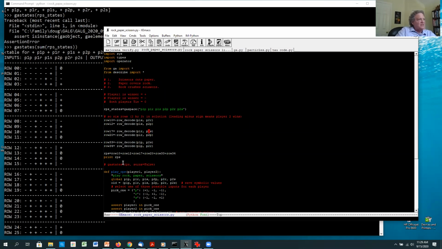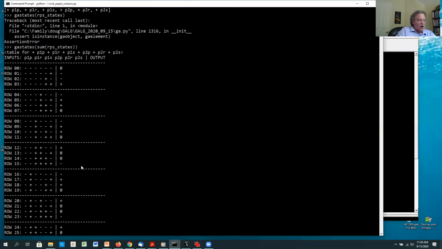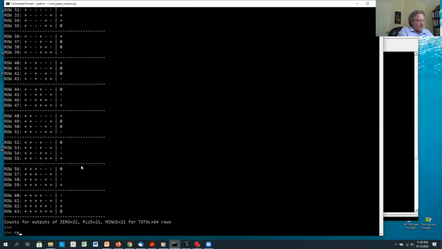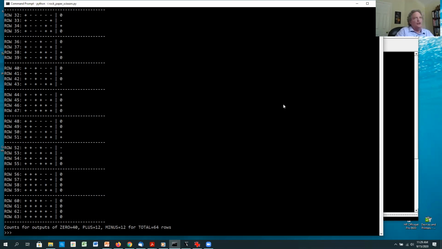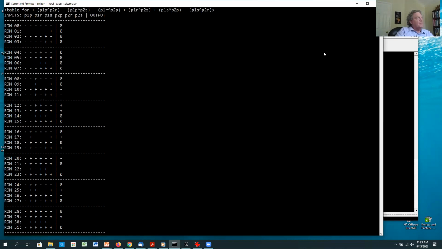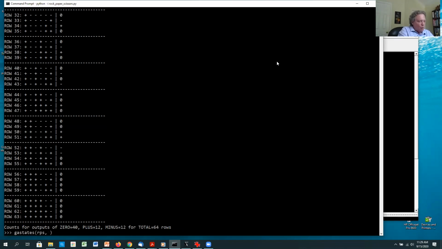So I program this table, and I can say RPS. I have RPS here, which is all of these individual results. And if I say row states on that, I'm just using this as an example. Sometimes it's weird to look at this stuff, but let me compress it a little bit. I can say I don't want to show the zeros.